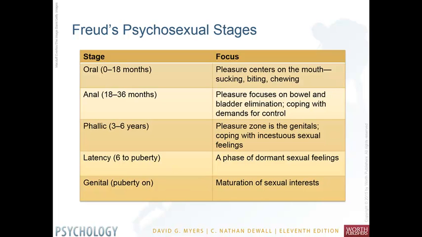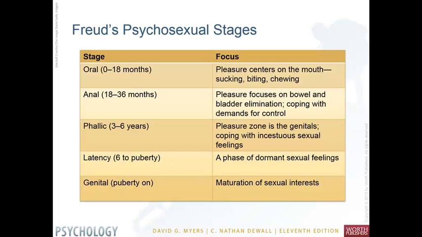Latency is age 6 to puberty, where really everything kind of goes dormant. This is the cootie phase, where kids are in elementary school, and there's this real separation between boys and girls. Boys don't really socialize with girls. If a boy seems to like a girl, he gets teased because of it. And that will all change once they hit puberty.